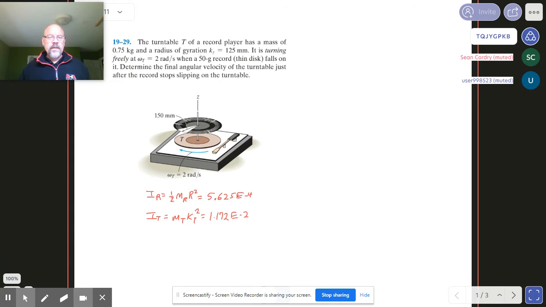And to start off with, the turntable is already spinning. So what's going to happen is this thing down here is already spinning. This is going to drop on top of it. And so we're assuming that it's freely spinning, which isn't how an actual turntable would work. A turntable would keep spinning at 2 radians per second, but this one we're going to allow to sort of slow down if it wants to.